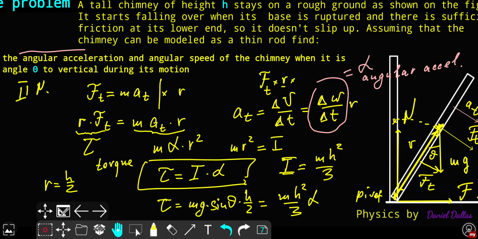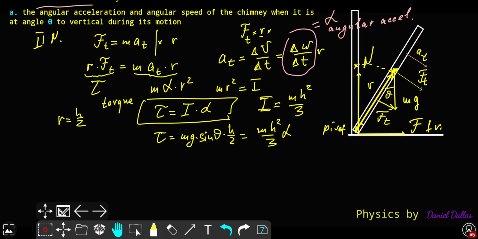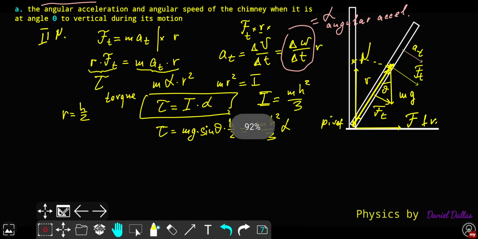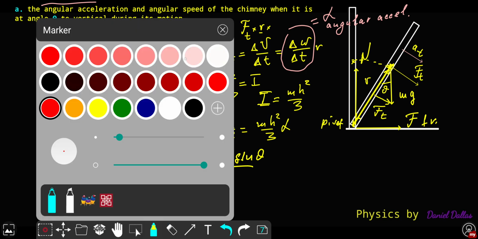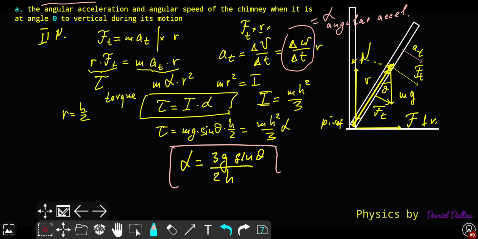It's almost the last step, because right now we are on the way of finding alpha. So our goal is to find alpha. So how to find alpha? Alpha from there is 3g over h sine theta, and over 2. Yeah, so exactly that's what we are supposed to have.